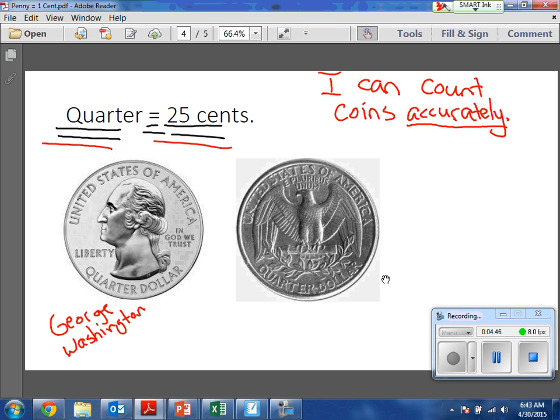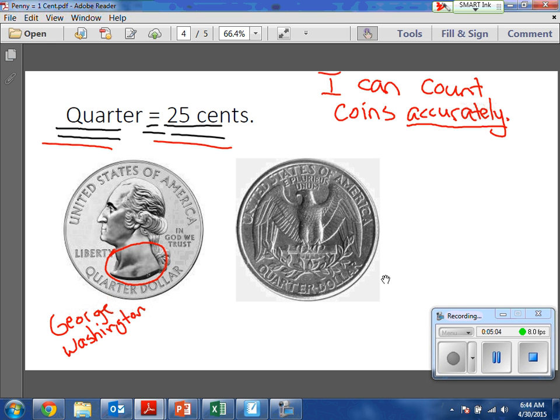The quarter, ladies and gentlemen, looks a lot like the nickel and is close to the same size as the nickel, but here are some differences. The first thing is notice that George Washington does not have a turtleneck on. He does not have the turtleneck. His whole neck is bare. So that's an easy way to remember that.